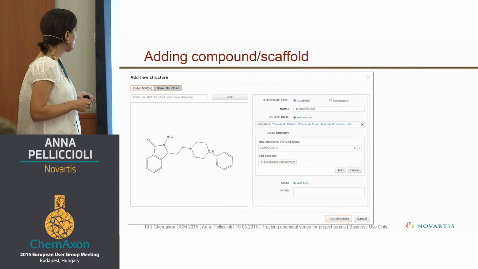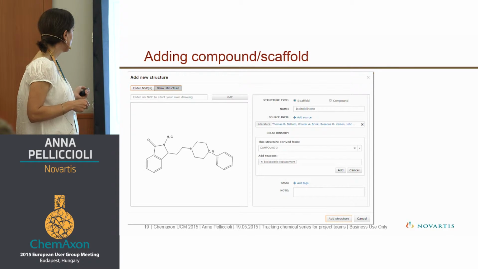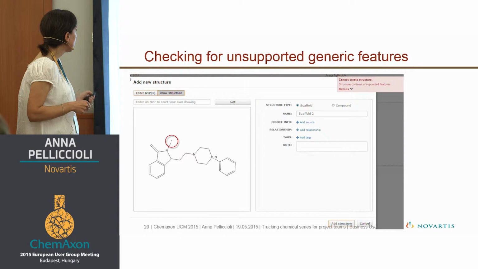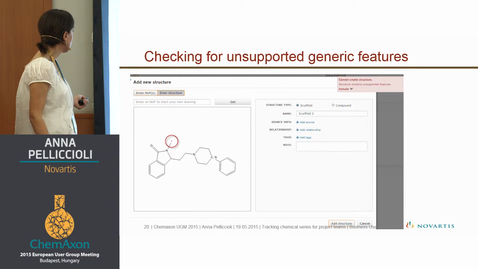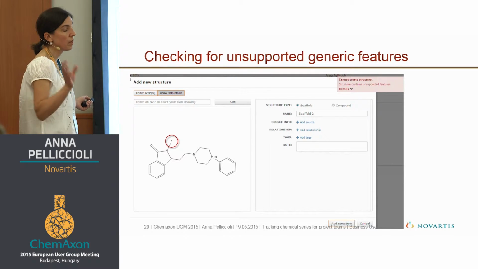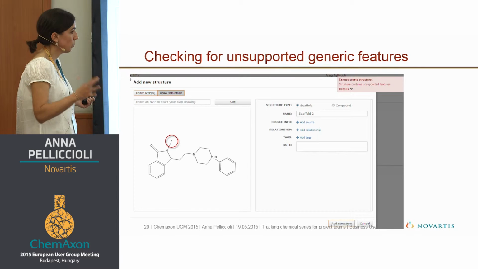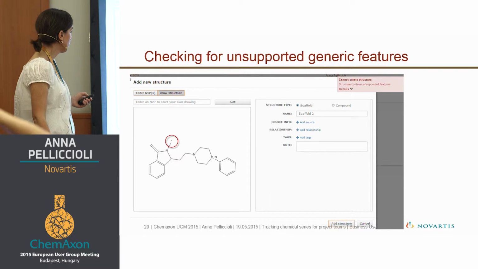So when they enter a new compound, they will enter the structure. And so this is all the other annotation I was showing you before. They add the source, they add the relationships to another compound, tags. And then when they try to enter a feature that we do not want them to use, we have a system to check. So this is using RDKit to make sure they only use the structures which will then be compatible with all the other systems we want to connect to.